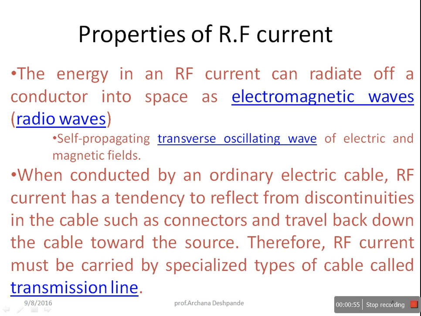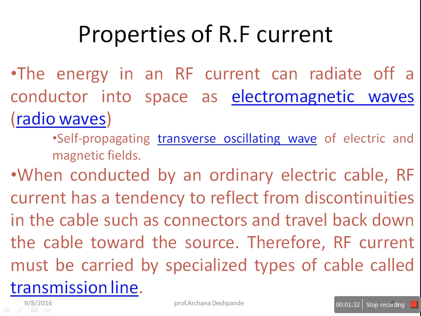So let us understand the properties of RF current. Radio frequency current has tremendous energy in it, and therefore this energy can radiate off the conductor into space in the form of electromagnetic waves, which we also call radio waves. Electromagnetic waves are self-propagating, oscillating waves having electric and magnetic fields which are transverse to each other, that is, perpendicular to each other.